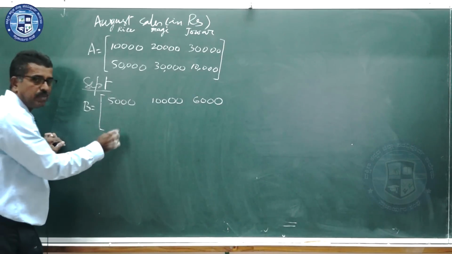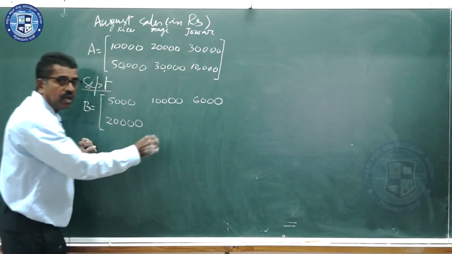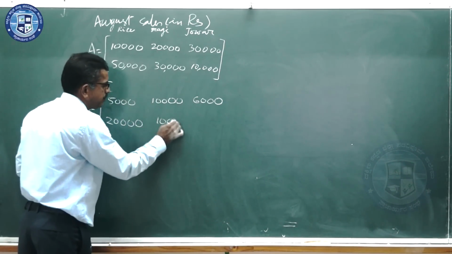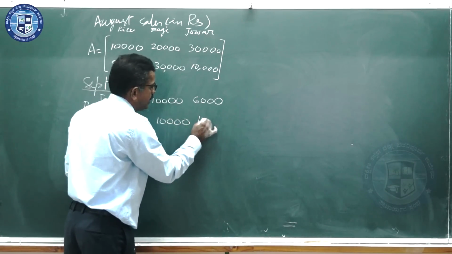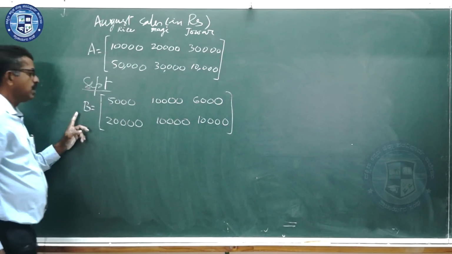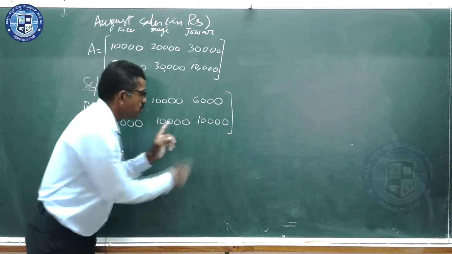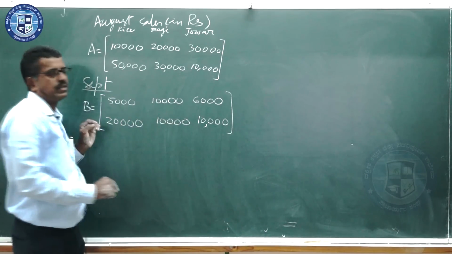Second row, let it be 20,000, by Saroja. Second one 10,000, and the third one is once again 10,000 I take. The jowar sold for 10,000 by Saroja. Okay, so these are the two matrices.